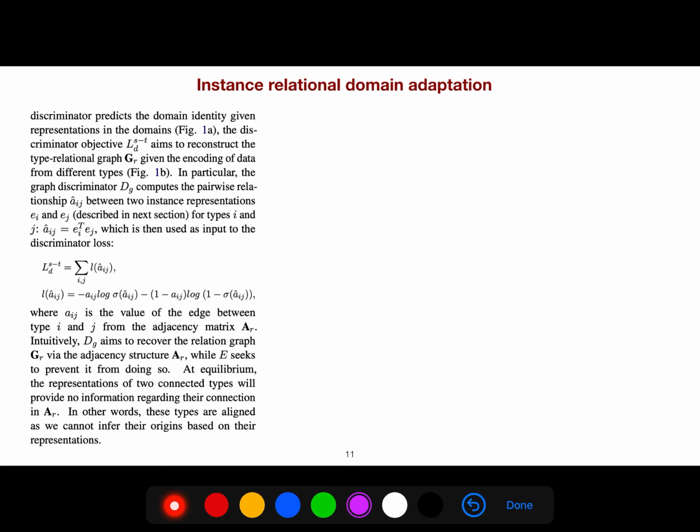And A sub ij is the value of the edge between type i and j from the adjacency matrix A sub R. So D sub G aims to recover the relation graph via the adjacency structure, while E seeks to prevent it from doing so. At equilibrium, the representation of two connected types will provide no information regarding their connection. So these types are aligned, as we cannot infer their origins based on their representations.